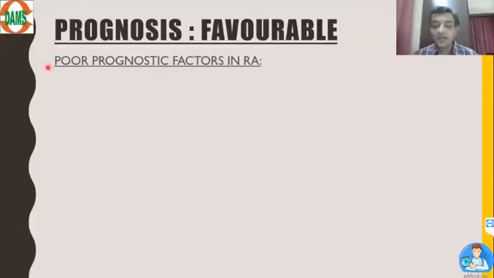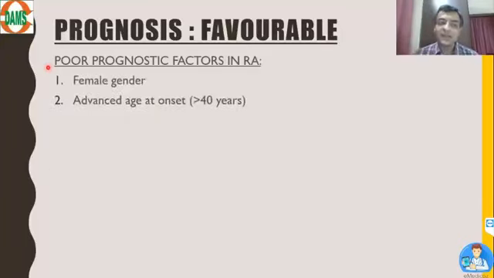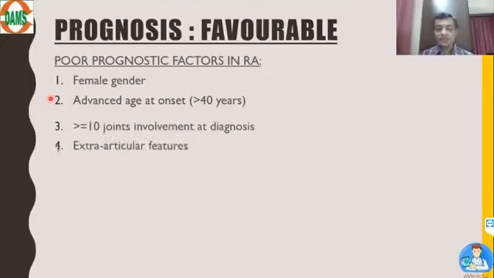MCQ wants to ask, what is the poor prognostic factor in RA? Write it down fast. Just enumeration I want you to do. So female gender, usually severe disease. Advanced stage of onset, more than 40, poor prognosis. Okay. So female gender, advanced stage of onset, poor prognosis.